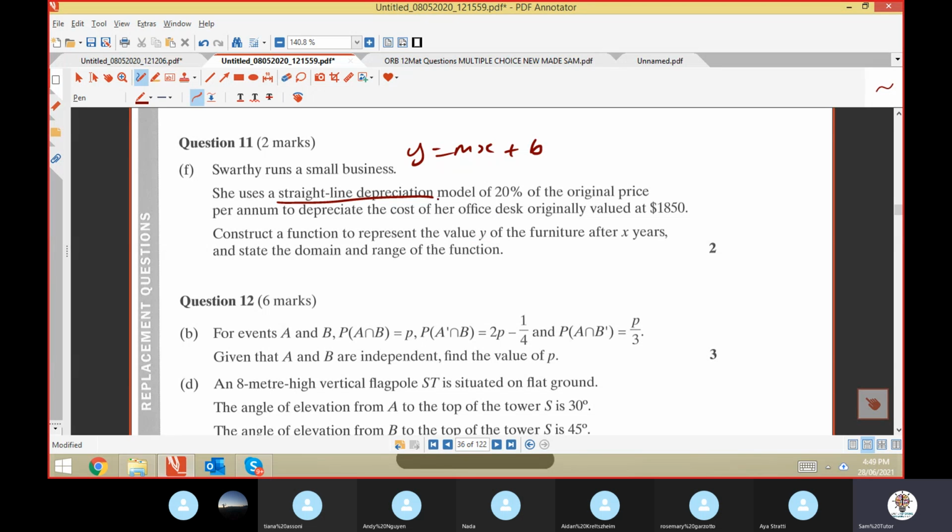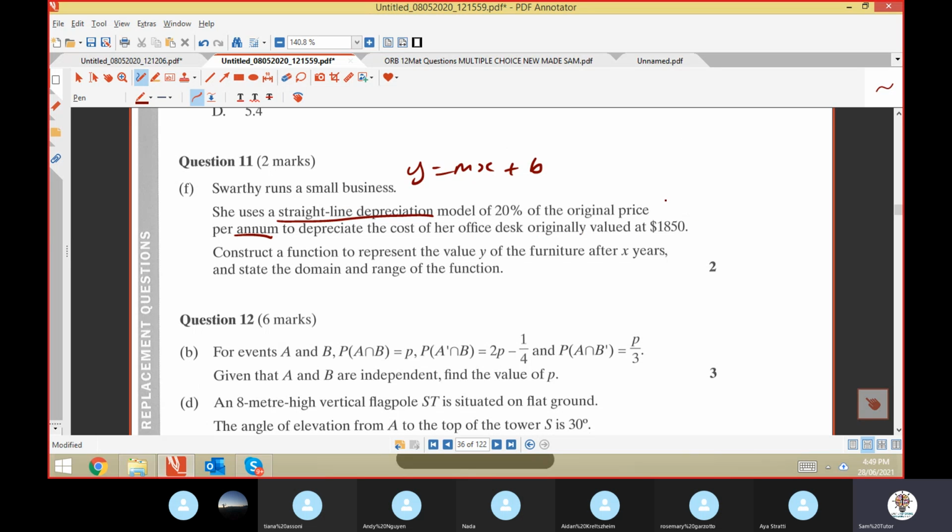Okay, so if you use a straight line depreciation model of 20% of the original price per annum to depreciate the cost of the office originally valued at 1850. If you want to think of this graphically, Y represents the value of the furniture, X is in years. It would have started with 1850, right? You know that. And then every year it loses 20%.